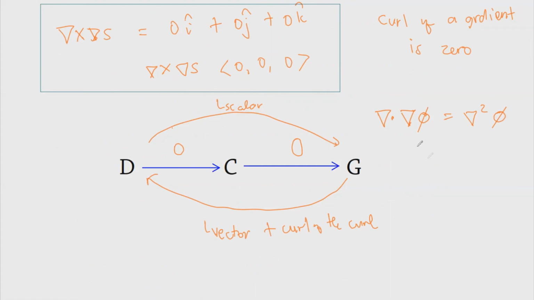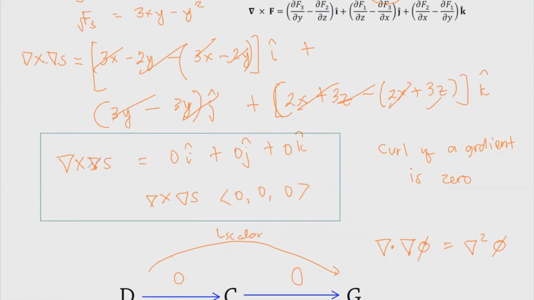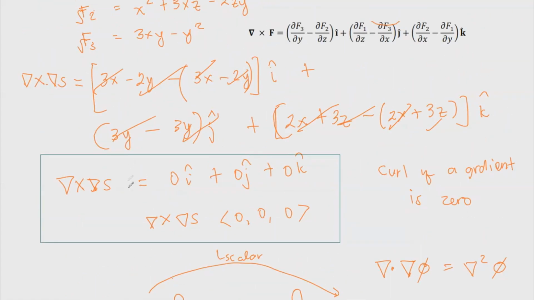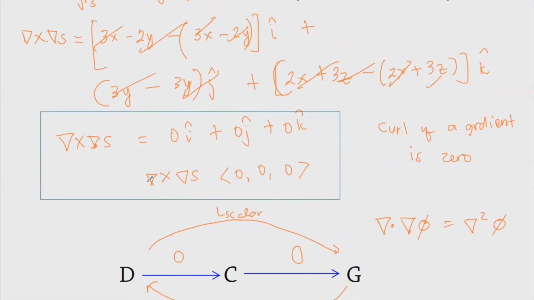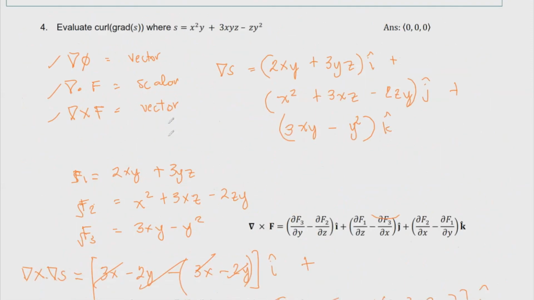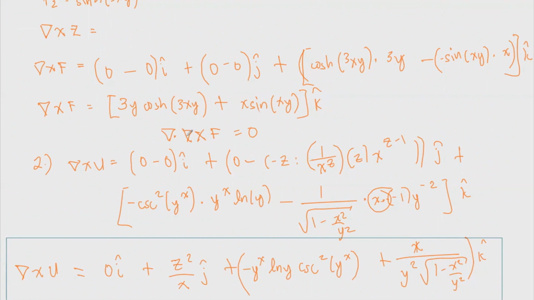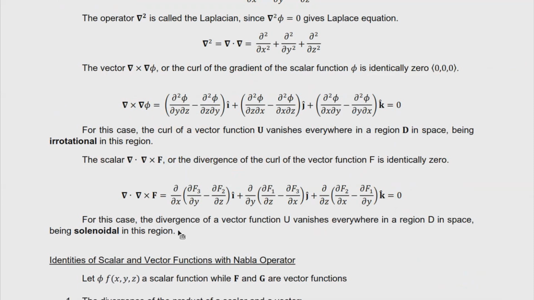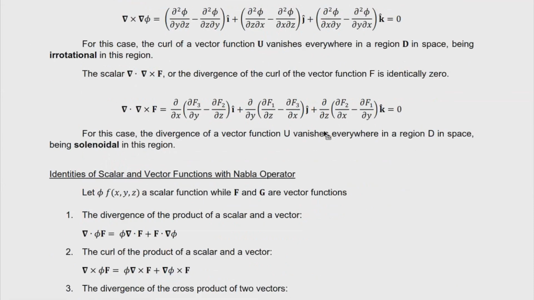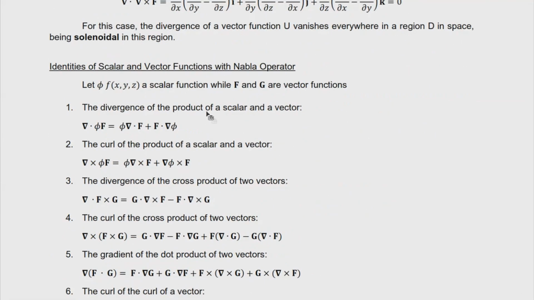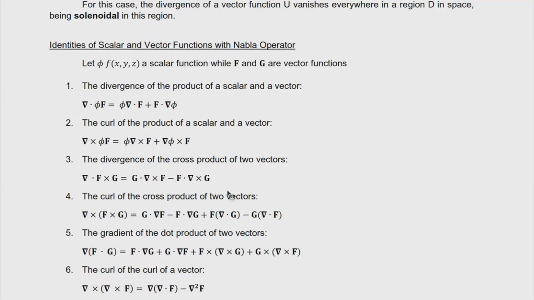So if we go back to our problem that we've solved, we took the curl of the gradient of this, so we call this irrotational. Had it been something like this one, which I actually solved for, this is the divergence of the curl, so this one becomes solenoidal. That's based on the description here. So, okay, I think that's it. And these are the identities of the scalar function and the nabla operator.